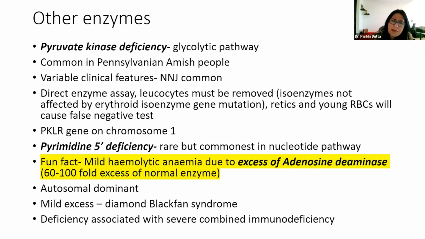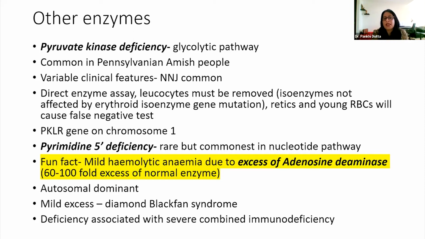And the clinical features can be very variable. Neonatal jaundice can be seen. And this assay is even more troublesome. Leukocytes have to be removed because there are lots of isoenzymes which are not affected by the genetic mutation. And retics and young RBCs will also cause false negative tests. Maybe a genetic test might be easier if there is strong suspicion, and one might consider looking for the genetic mutation.